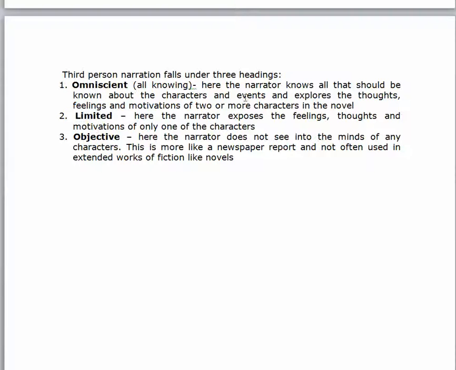Limited and objective. So if it's told in third person, do we know what's known about the characters and events? Or does the narrator only tell us about one or two? Or does the narrator not see into the minds of characters? Point of view. So that's a quick journey through that file, giving you some ideas.